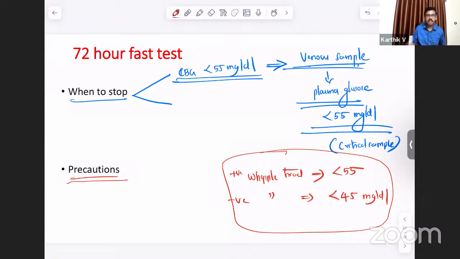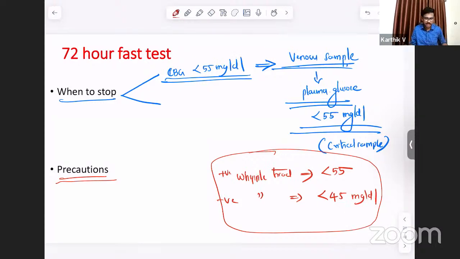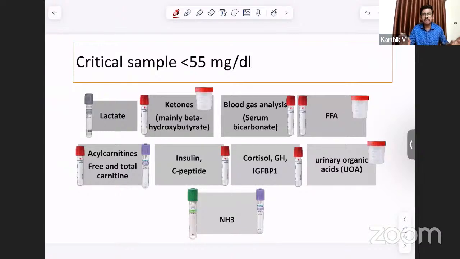And there are certain precautions. If the patient has comorbid illnesses, is on other drugs, has coronary artery disease with angina which could be precipitated by hypoglycemia, or has a seizure disorder which could also be precipitated by hypoglycemia, you should keep all those things in mind. Now, you have got a blood glucose sample which is less than 55 milligram per deciliter. So this slide shows the entire array of investigations that you can possibly send in hypoglycemic disorder.